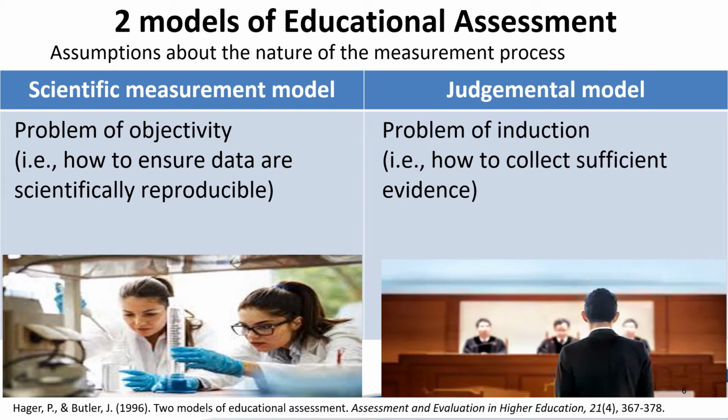Such a thinking of reliability as sufficiency of information is in line with what is known as the judgemental model of educational assessment. Here, the nature of the measurement process is assumed to be a problem not of objectivity, but of induction. That is, how do we collect enough or sufficient information to warrant as evidence of students' learning or non-learning?